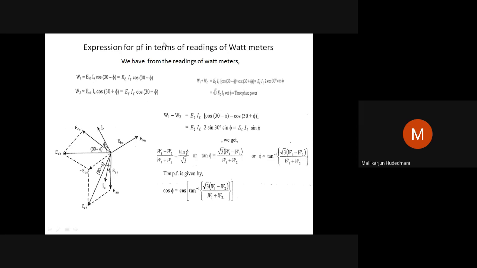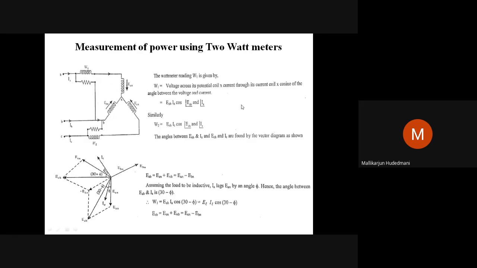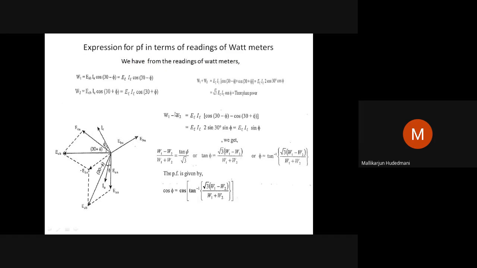Then to start with, if I take the first activity, take W1 plus W2, I have done it here. W1 plus W2, nothing but what? Addition of these two. What should it result in? Root 3 ELIL cos phi. Because we have just done, when you measure the power using the 2 wattmeter method, definitely when I use the instrument in line 1 and line 3, addition of these two using this concept resulted in root 3 ELIL cos phi. That's what I am showing here. When I take W1 plus W2, it becomes root 3 ELIL cos phi.